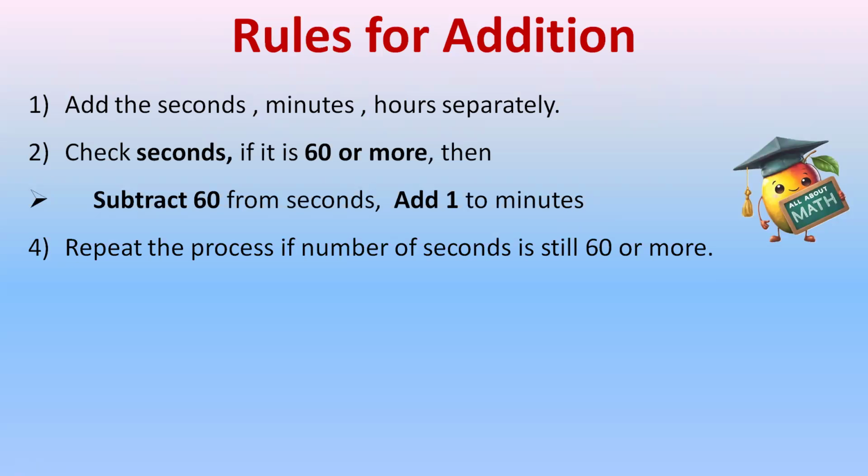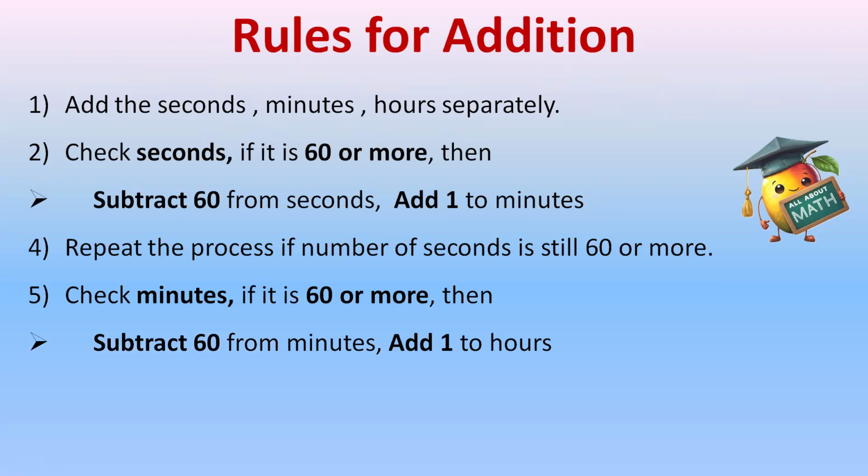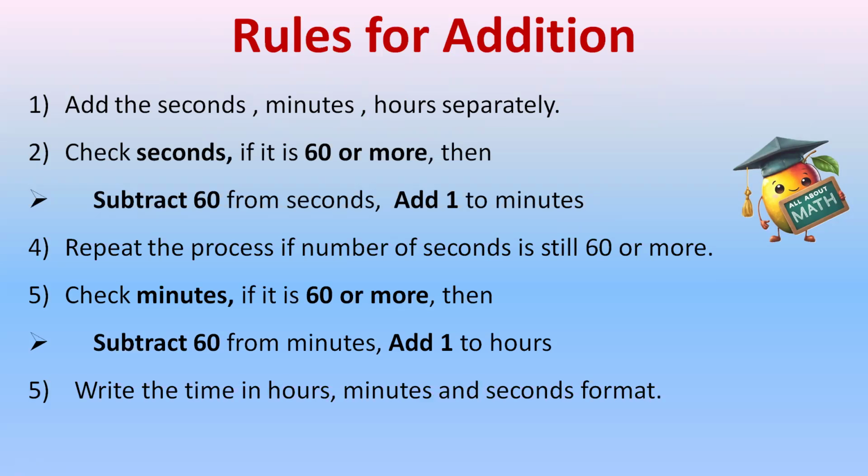Repeat the process if the number of seconds is still 60 or more. After that, check the minutes. If it is 60 or more, then subtract 60 from the minutes and add 1 to the hours. Write the time in hours, minutes, and second format. Let's understand these rules with the example.